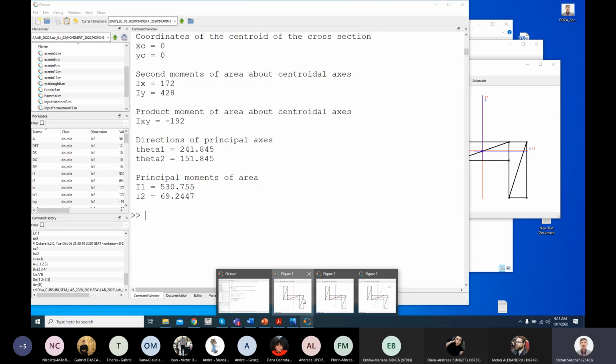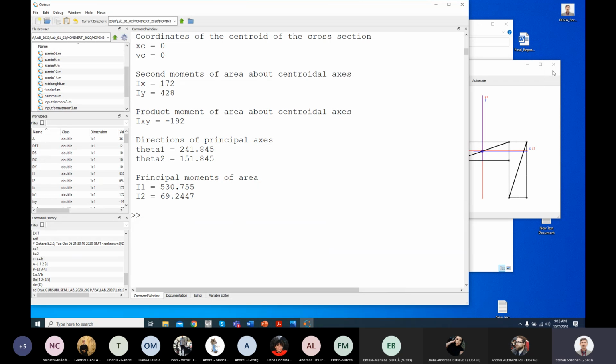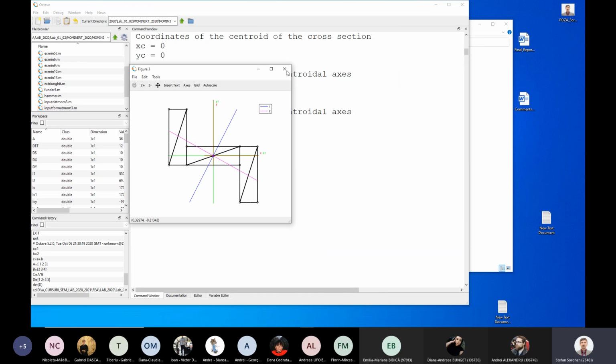Here you will have the pictures. You can close them, or you can keep them if you want.